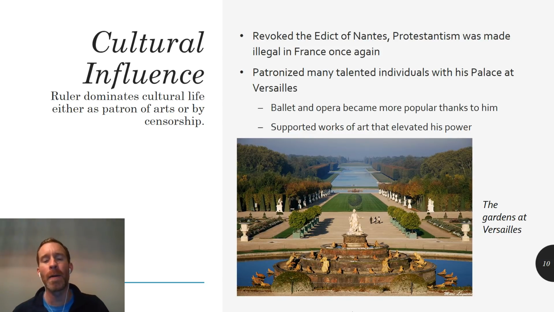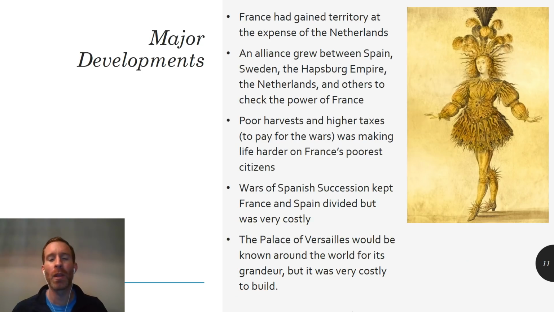Otherwise, ballet, opera becomes really popular thanks to him. He's going to be one who funds those types of things. The ceilings at Versailles, they'll have artwork all over them. There will be art everywhere at Versailles, and all of that is going to elevate his power. So he's all for it. He's going to be throwing the cash at that type of stuff if it promotes his brand, his name, his power, his authority.